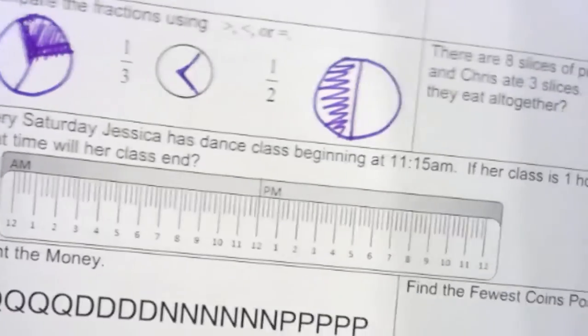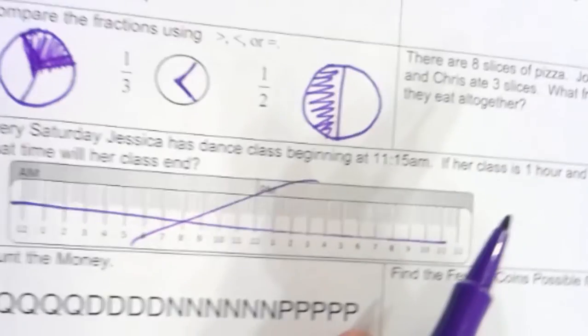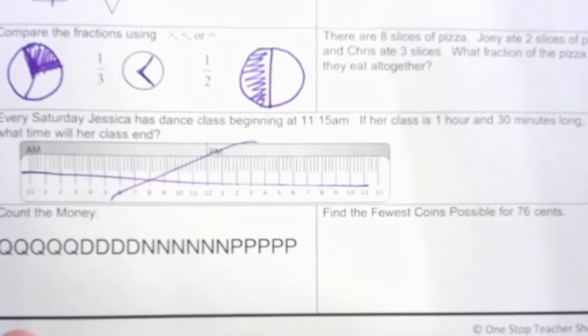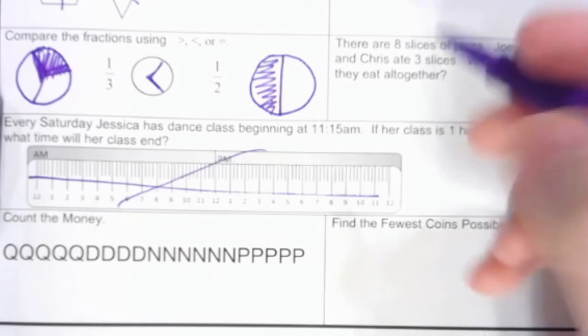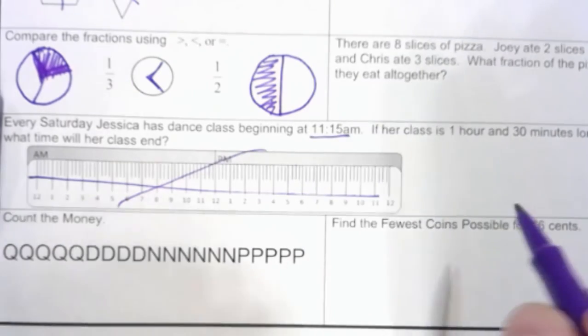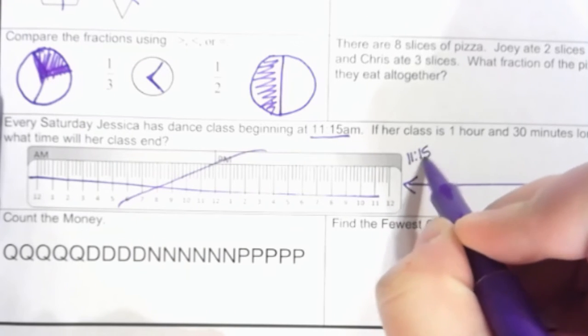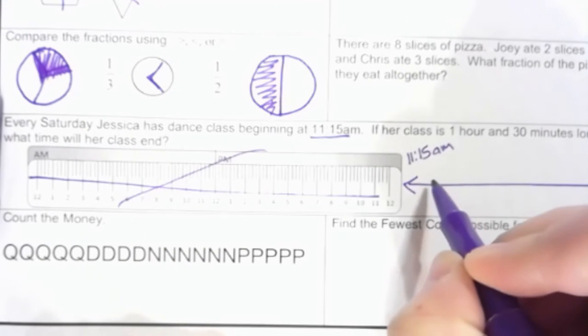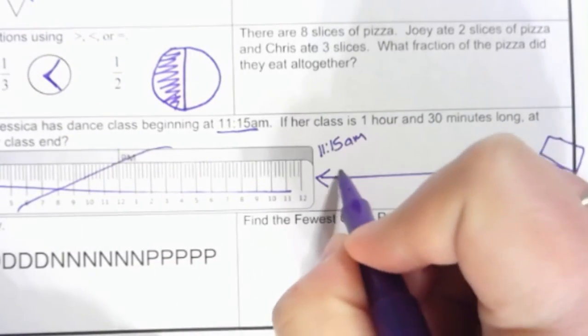Let's look at some time. And I'm going to skip this because it doesn't usually work for me. And I'm just going to use my number line down here so that you can see better than me trying to draw in here. Every Saturday, Jessica has dance class beginning at 11:15. So our start time is 11:15 a.m. And her class goes for 1 hour and 30 minutes. We want to know her end time. So we're looking for the end of that time down there. We need to go for 1 hour and 30 minutes.